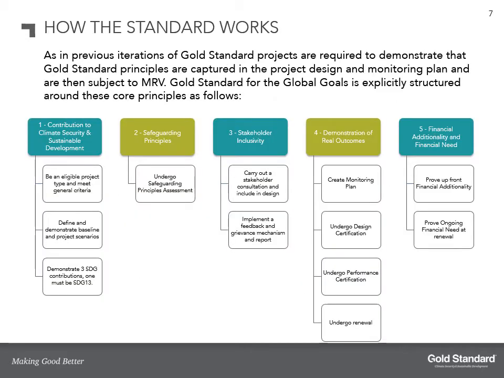So how does the standard work? Well, the standard is now structured around key principles, 5 core key principles, which really explain clearly what the standard is trying to achieve and what gold standard is about from a technical perspective. And those 5 principles are: Principle 1, the project must contribute to climate security and sustainable development. And it does that by being an eligible project type.